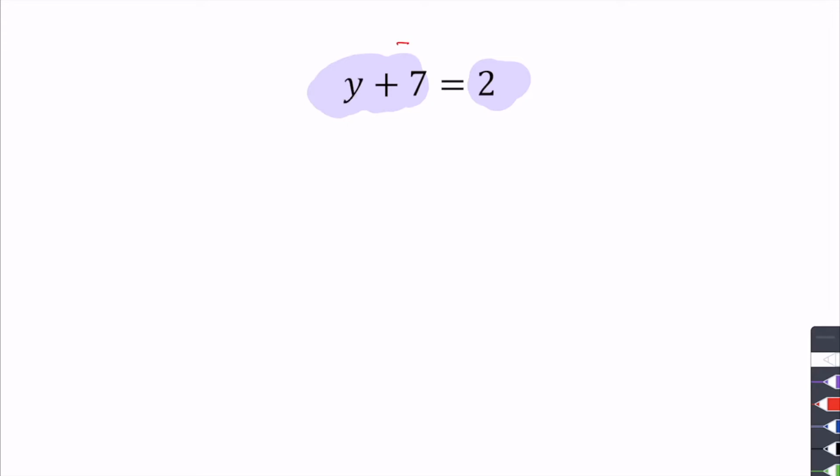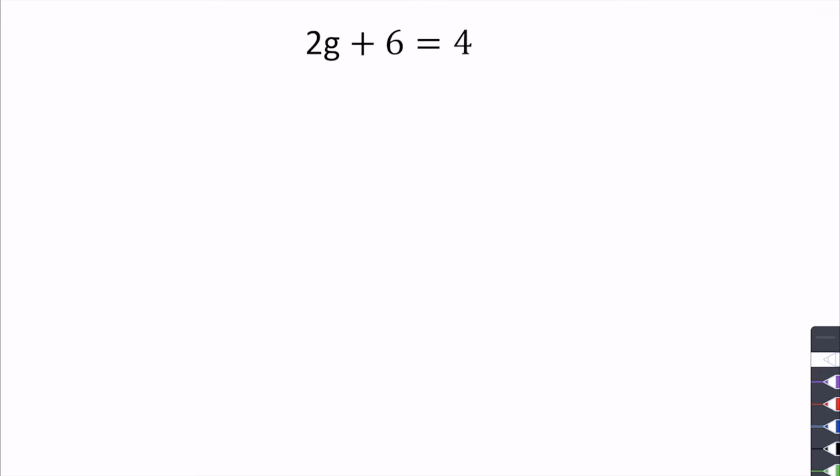So let's take away 7 here. And if we do that, we must take away 7 on the other side. And we're now left with y, and then 7 minus 7 is 0 on the left, and 2 minus 7 is minus 5. And there we have y equals minus 5, and we've solved the equation.